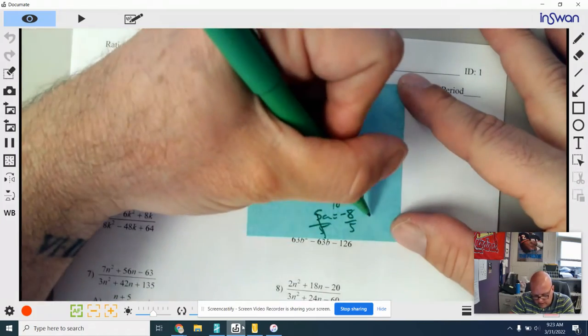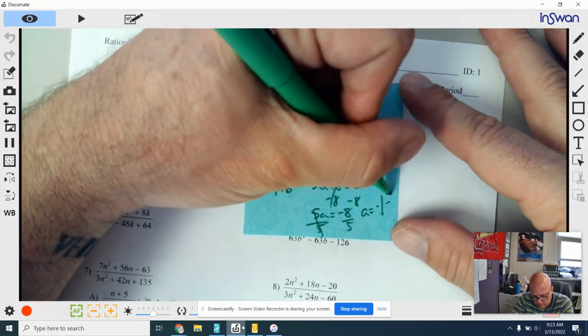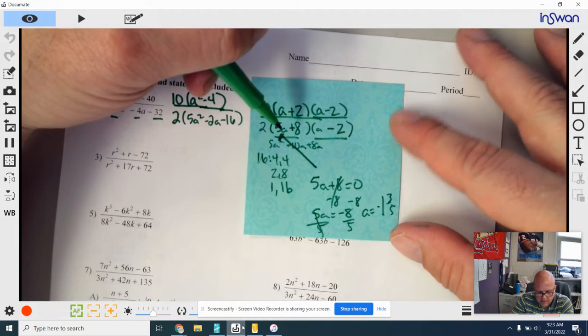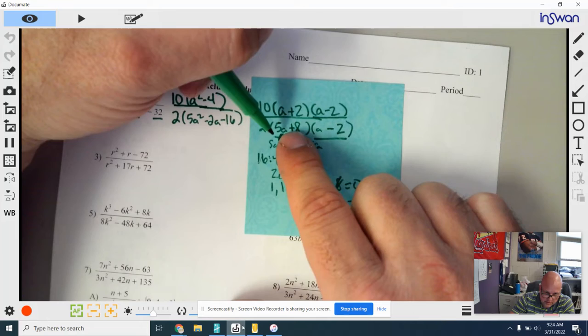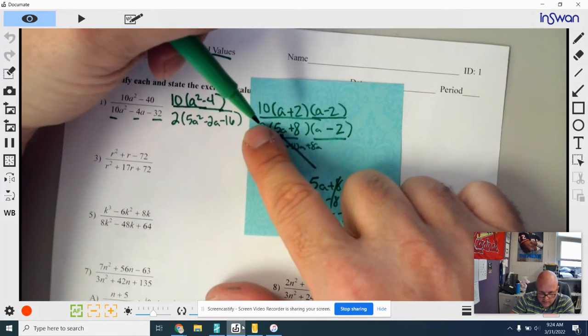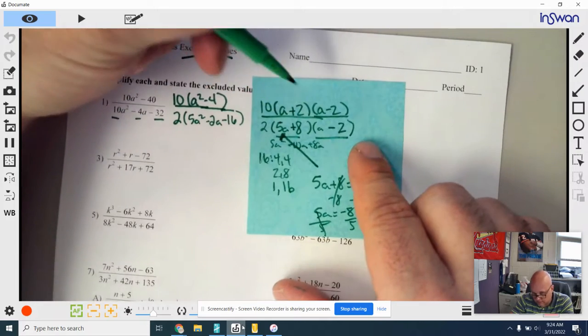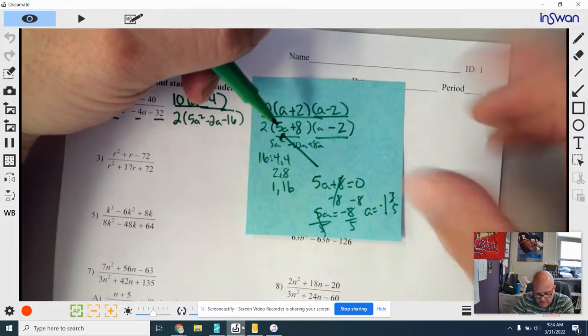Okay, so a equals negative 8/5, or negative 1 3/5, that is one of my excluded values. That means if I plug negative 1 3/5 in for a, it's going to make this resulting parentheses equal to 0, which anything multiplied by 0 is going to result in 0, and you can't divide by 0. So that's why that's called an excluded value.